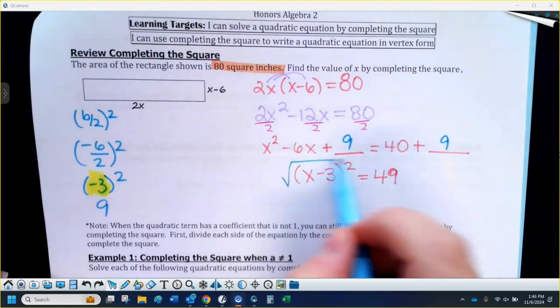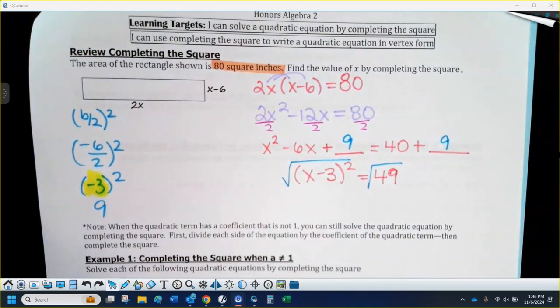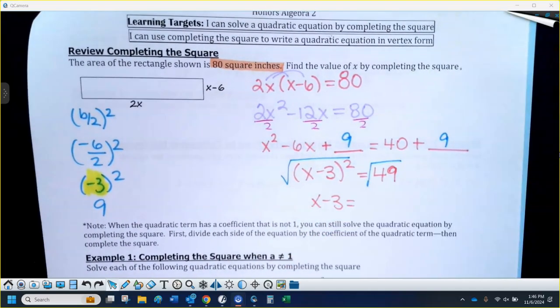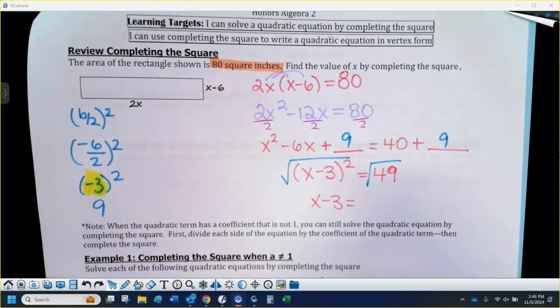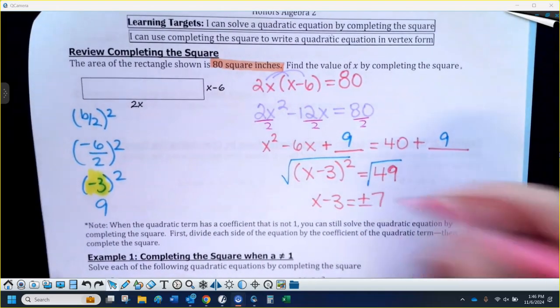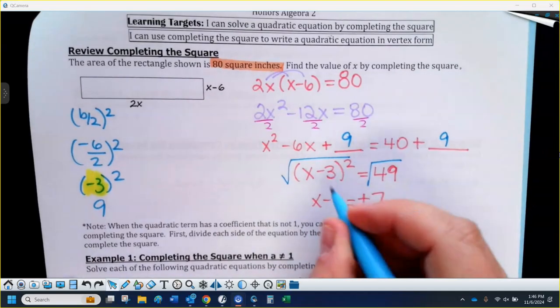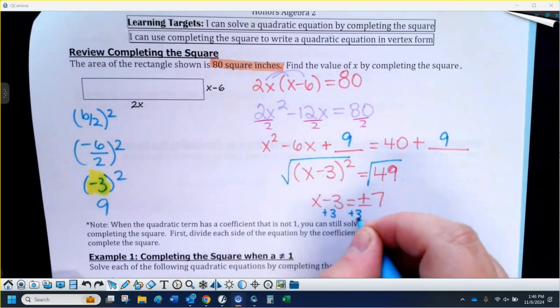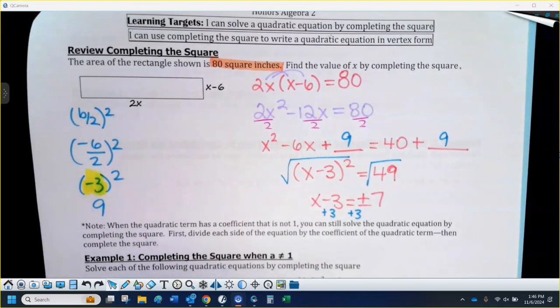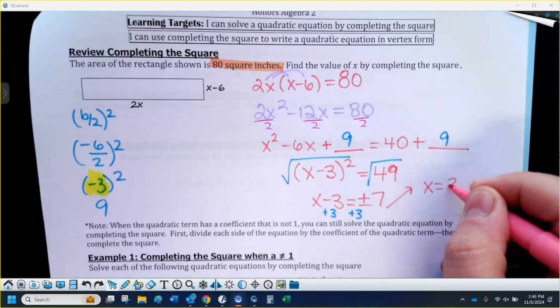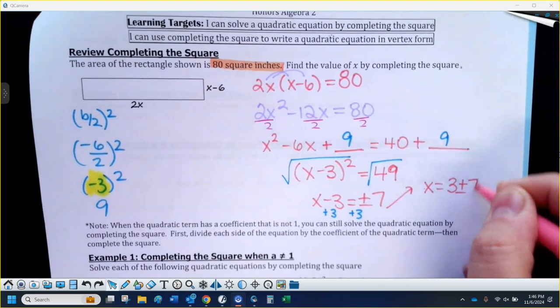So we're going to take our square root, and whenever we introduce the square root, don't forget it has 2 answers. It could be plus or minus. The square root of 49 is just 7. And to get the x totally by itself, I have to move this 3, so I'm going to add it to the other side. Sorry, I'm writing too big. I didn't leave enough room. So I'm going to have x equals 3 plus or minus 7.